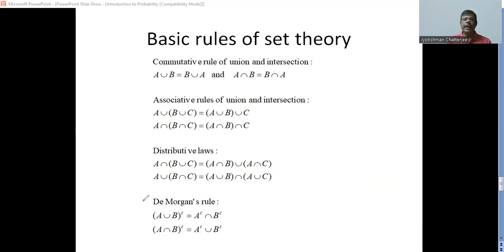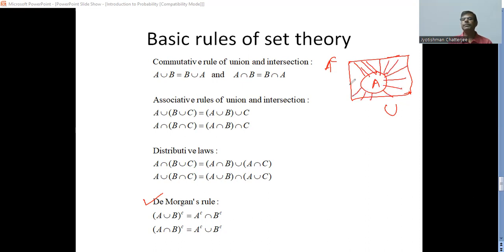Next, let's come to another important rule of set theory, that's called De Morgan's rule. What is it? A union B complement. By the way, what is this notation? A complement. That means all the elements which are not in A. Say, this is the Venn diagram. This is the universal set U. Suppose this is our A. In that case, A complement means all the outside part. All the outside part is A complement.